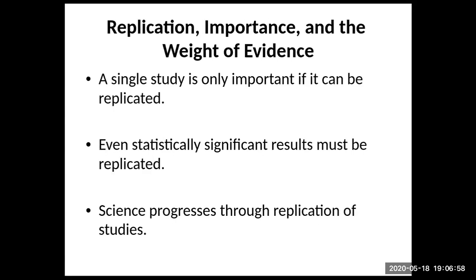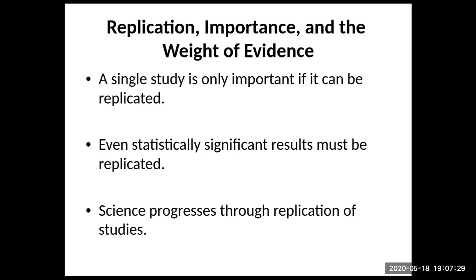So looking at replications, importance, and the weight of evidence. We know a single study, although it's good if you get results, is really only important if it can be replicated because it shows that it wasn't a fluke. What your p-value less than 0.05 tells you is that we didn't get these numbers by accident. We didn't get these numbers randomly or by chance, but it doesn't mean that the result itself couldn't have been somewhat lucky.